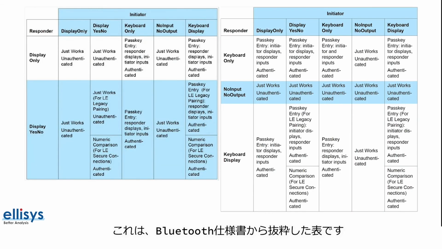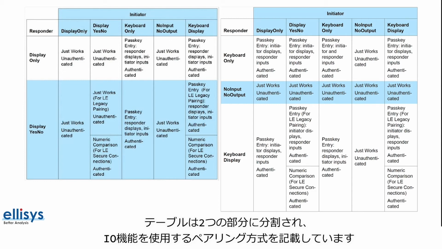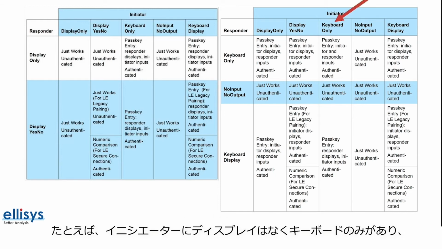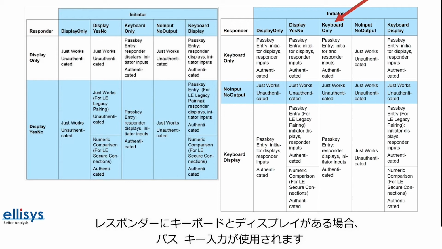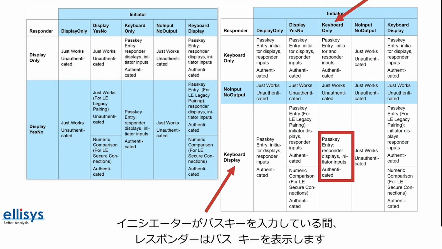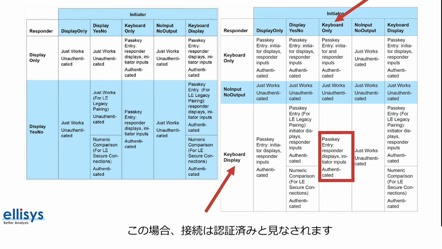Here's a table taken from the Bluetooth specification document. The table is split into two parts and maps the I/O capabilities to the pairing method that gets used. For example, if the initiator has a keyboard and no display, listed here as keyboard only, and the responder has a keyboard and display, then the passkey entry is used. The responder displays the passkey while the initiator inputs the passkey. In this case, the connection is considered authenticated.